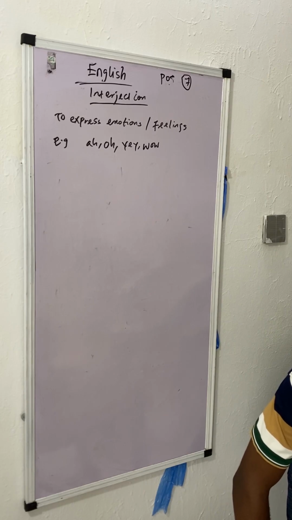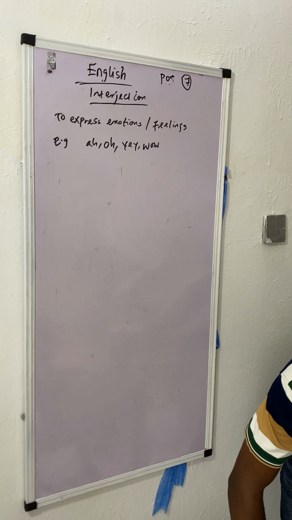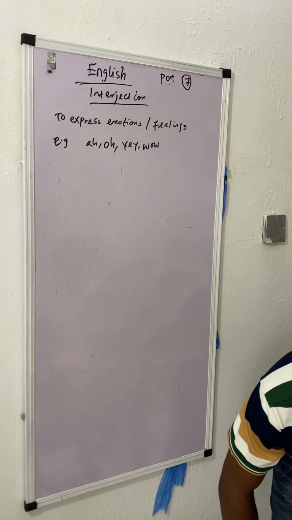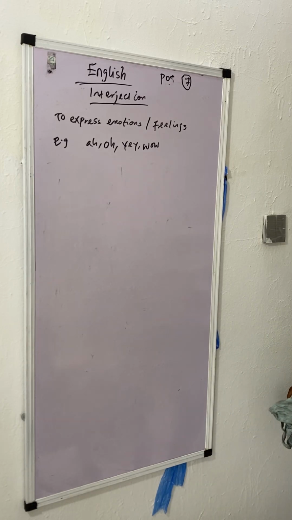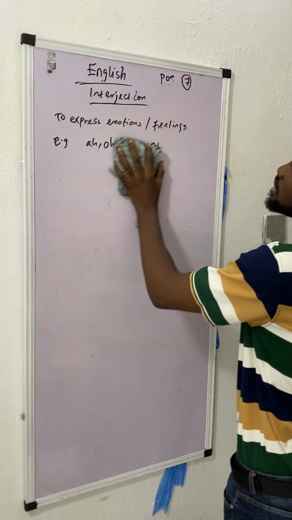Should we look at preposition? I'm just checking if we have any other. Okay, let's look at preposition, then we'll look at adverb. I think adverb is the final one. Then we can enter other parts of English proper, because you need all these to understand every other part of English.